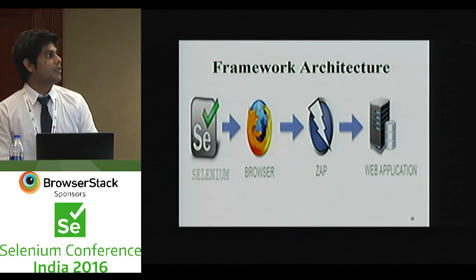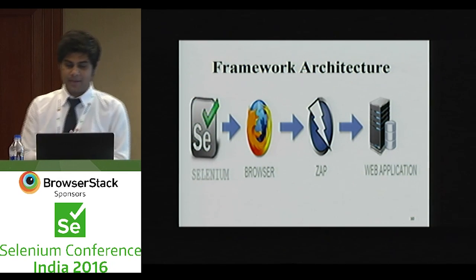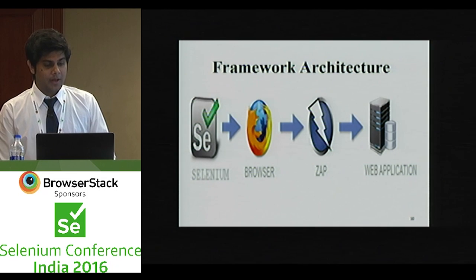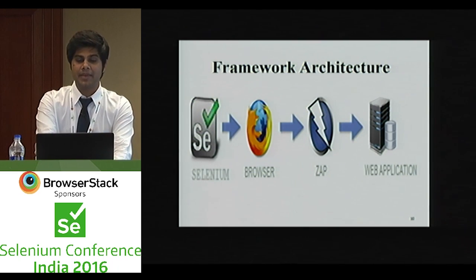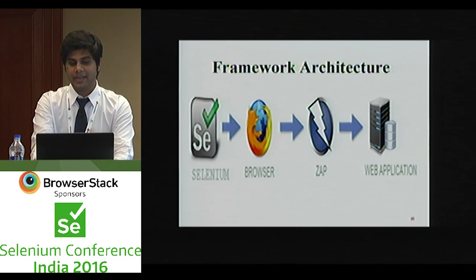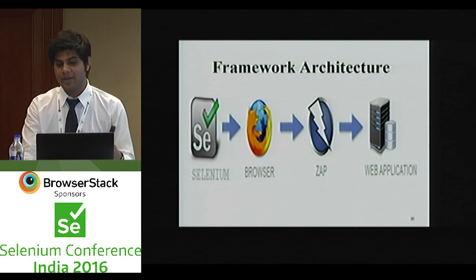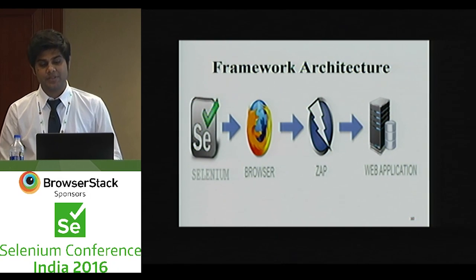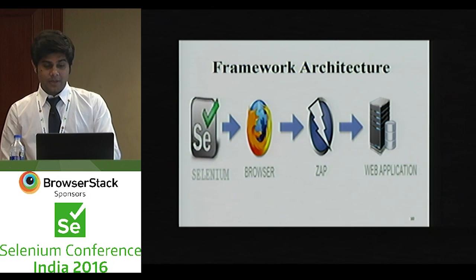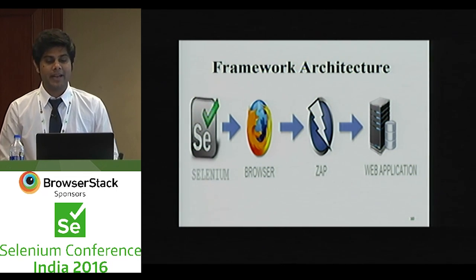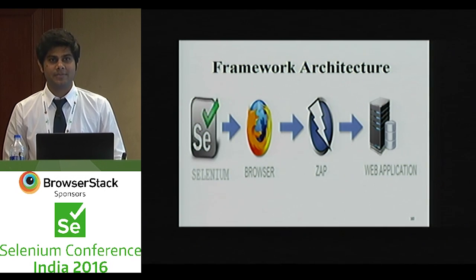Here is the detailed architecture of this framework, with how ZAP and Selenium work together. So here is Selenium, a browser, ZAP, and the web application under test. As we all know, Selenium can perform actions on the browser, and here we can see ZAP is working as a proxy between the browser and the web application under test. It means every action performed on the browser will go through ZAP before it reaches the web application's server. So we execute Selenium functional test scripts on the browser, and ZAP will record and capture all the traffic made between the browser and the web application. All the traffic, all the HTTP requests, responses, all the data, it will store.